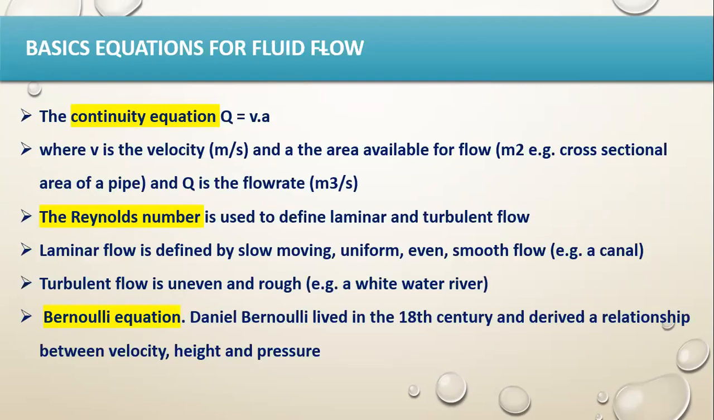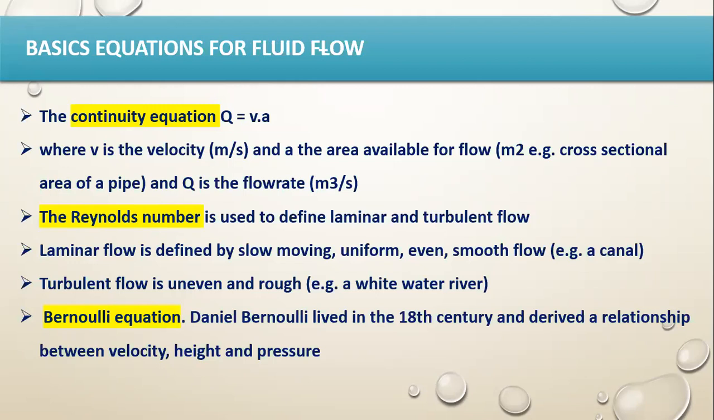Now we will move forward to the basic equations for fluid flow, the continuity equation. What the continuity equation shows is Q equals VA. Q is the flow rate, that is meter cube per second, the unit of flow rate, and V is the velocity or the speed by which the fluid flows from the pipe, and A is the area available for flow, that is the cross-sectional area of the pipe. So the continuity equation basically defines the equation for fluid flow.